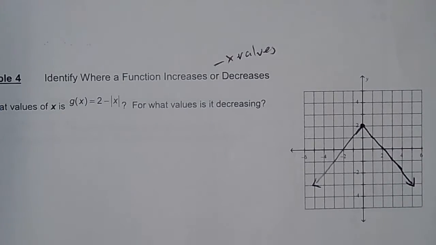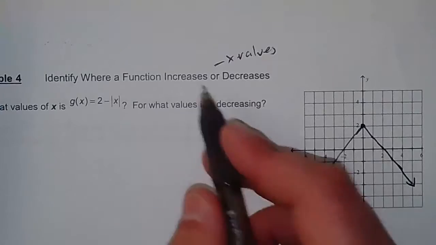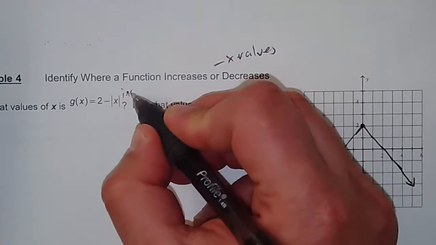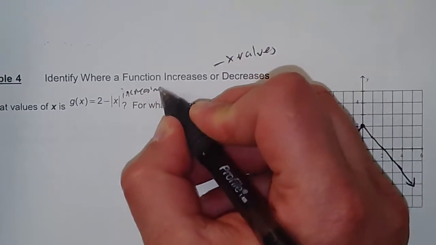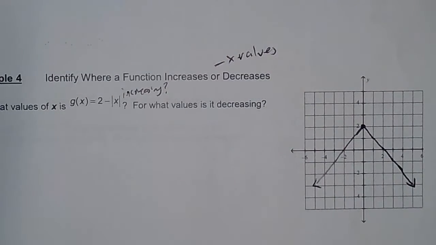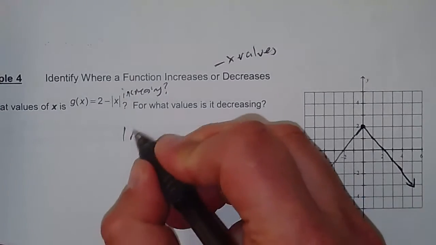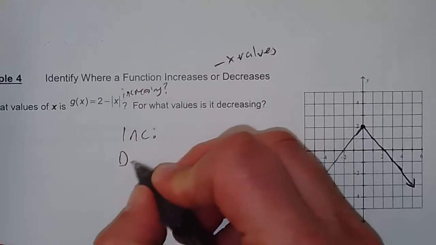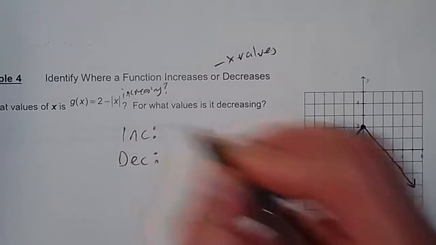So let's pretend that graph was already given to us. The question is, when is this function increasing and when is this function decreasing? That's what we're being asked here. It's the same style of question, but instead of positive and negative, now we're talking increasing and decreasing. Again, these are intervals, so we're going to write an increasing interval and a decreasing interval.